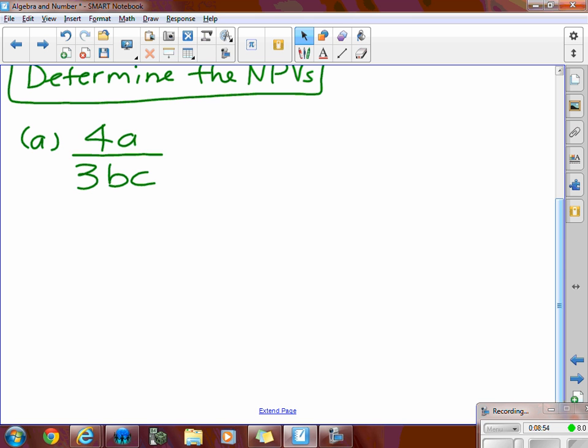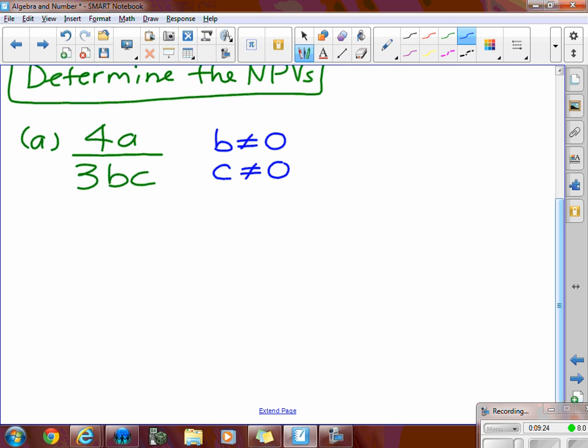So if I'm looking at this, does it ever matter the value of a? No, because it's on the top, and the top can be 0. The values here that would make this bottom 0 is if b is a certain value or c is a certain value. What values would those be? B can't be 0. There's one restriction, because if it is, I have 3 times 0 times c. Anything times 0 is 0. The other thing, c can't be 0, because I'd have 3 times b times 0, and again, anything times 0 is 0. That's your restrictions.